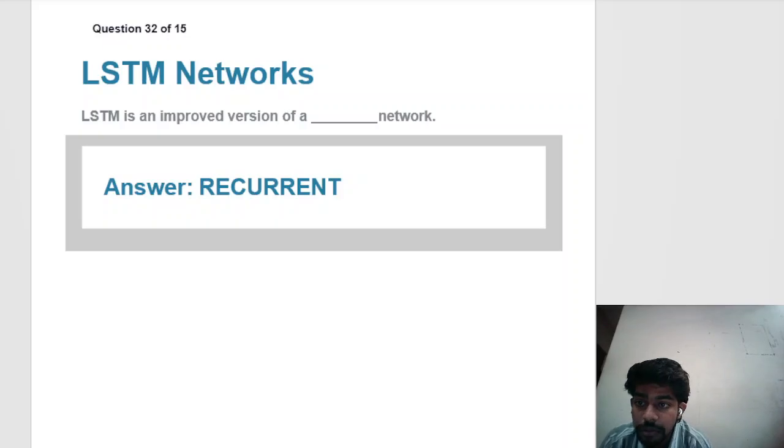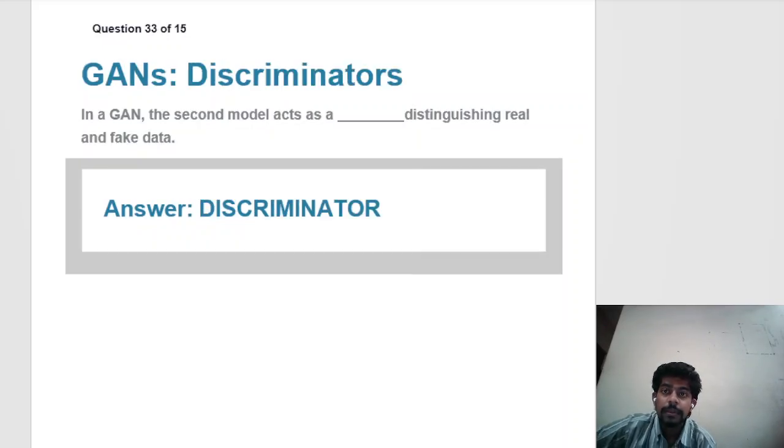which is about GANs, discriminators. Let's read it. In a GAN, the second model acts as a dash distinguishing real and fake data. The answer here is discriminator. GANs, generative adversarial networks, involve two networks competing against each other. Its structure consists of a generator, which creates fake data, and a discriminator, which distinguishes real from fake.